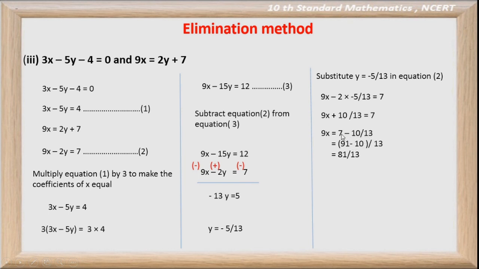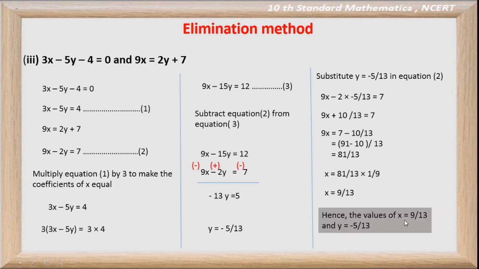We will get 13 into 7 is 91 minus 10, whole divided by 13. So 91 minus 10 is what? 81. So 81 by 13. Now x equal 81 by 13 into this 9. It will go this side, it will become 1 by 9. So we'll get x equal 9 by 13. Hence the value of x equal to 9 by 13 and y equal minus 5 by 13.